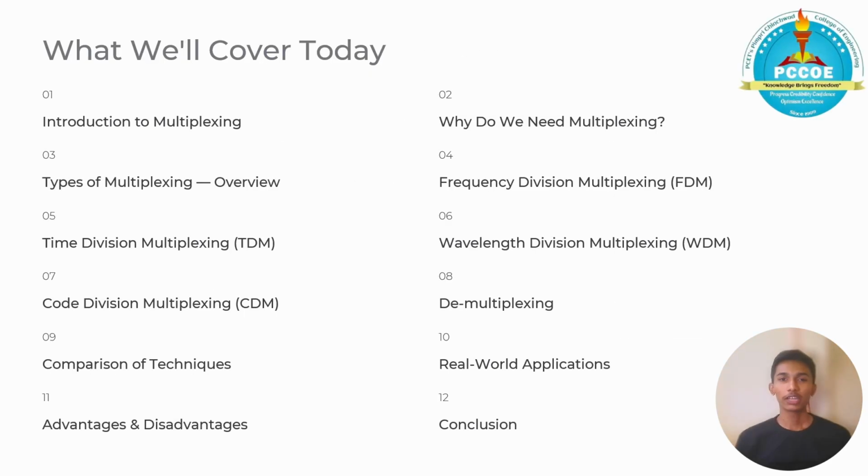Let's get started. Let me quickly walk you through what we will cover today. We will start with the introduction and need for multiplexing. Then look at the four major types, FDM, TDM, WDM, and CDM, each in detail. After that, we will understand demultiplexing, do a comparison of all techniques, look at the real world applications, and finally wrap up with advantages, disadvantages, and the conclusion.